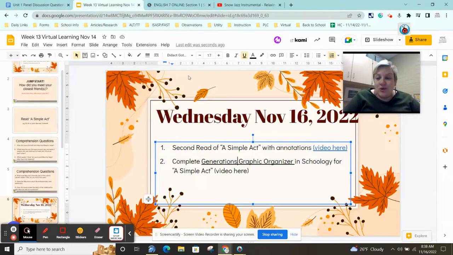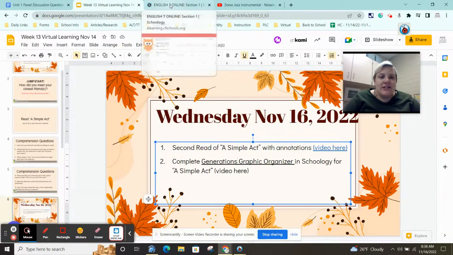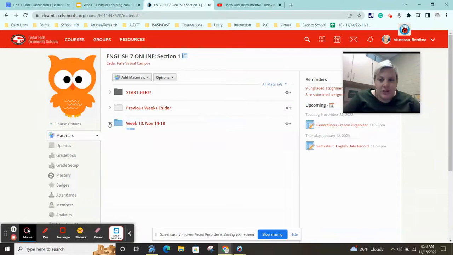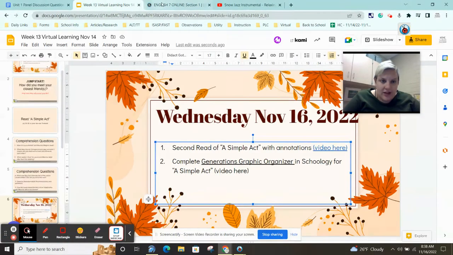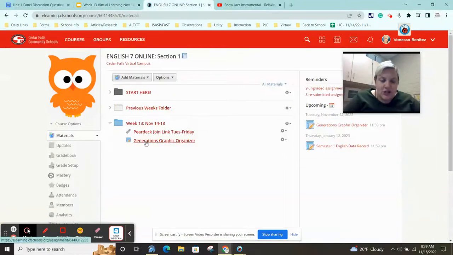Because our essential question in this unit, you guys, is what can one generation learn from another generation? And we're working on the skill of text evidence. Are you able to pull text evidence from a story and be able to explain how it fits your claim? So let's go ahead and go into week 13 on Schoology here. You're probably already on the Pear Deck. That's what this slideshow is. But let's go to the Generations graphic organizer.